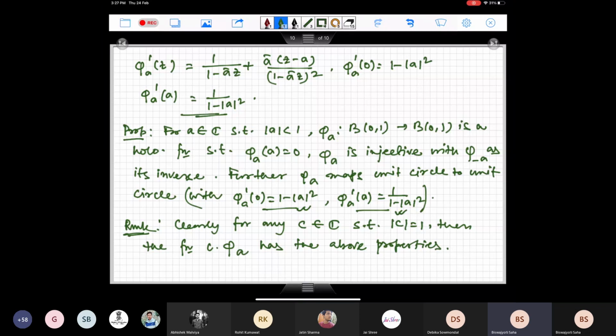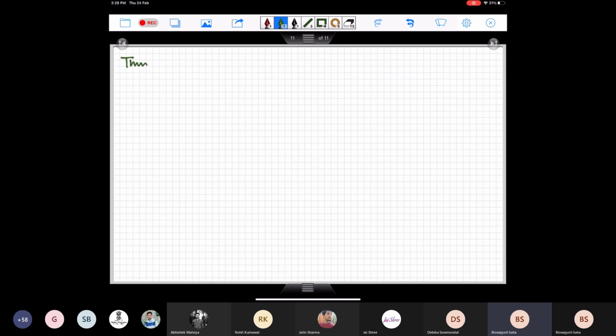Now that I understand what this function phi a does and how it maps, I will not have time to prove the theorem, but I will prove it in the next class. We now have the following characterization. So what is this characterization? Let us see. That's our theorem, which we will prove in the next class.